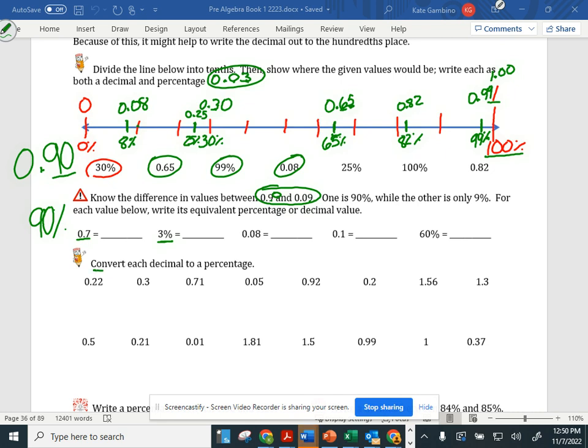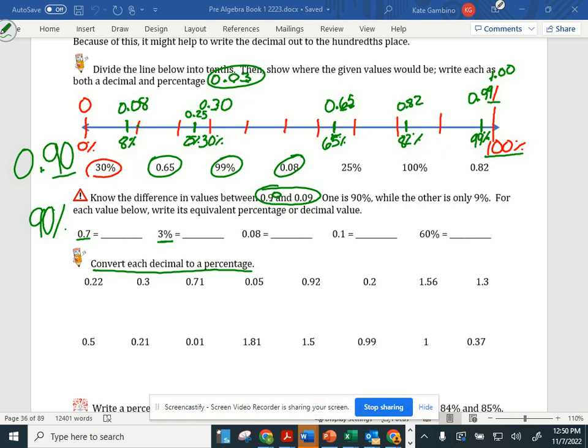And down below, you're going to convert each decimal to a percentage. So they're giving you decimals that you need to turn into a percent. If they give you something that has a 1 point something, what kind of percentage are we getting there? 100%. It's going to be over 100%.